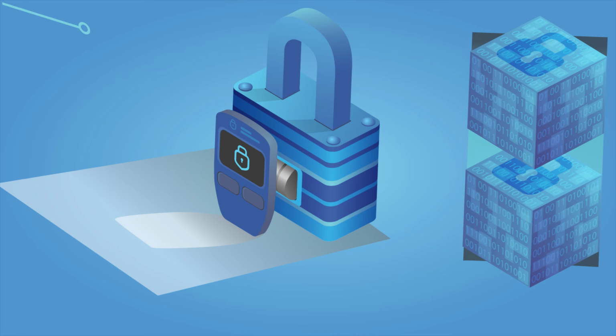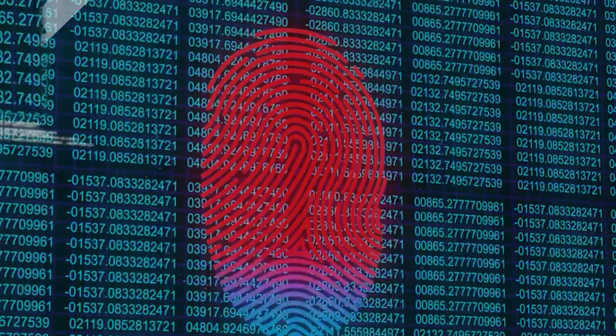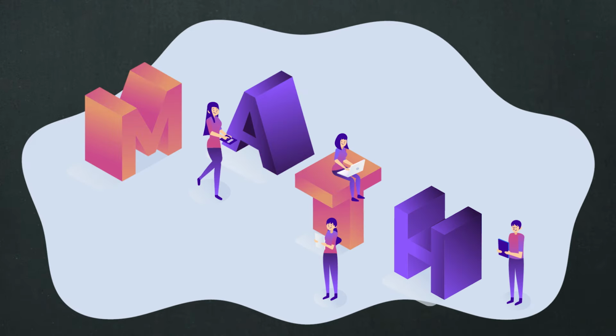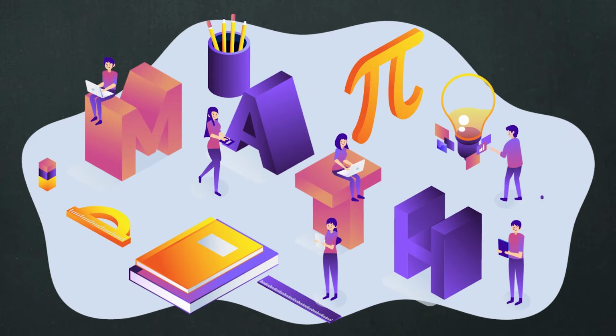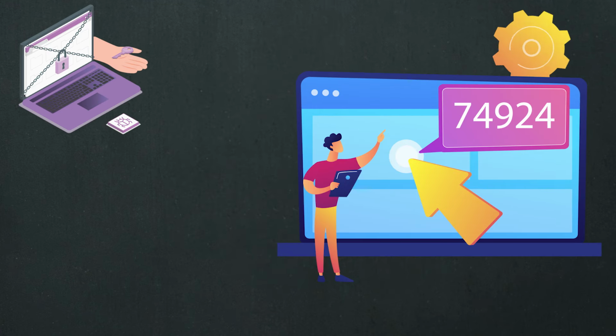Section 6. Cryptography, the art of keeping secrets. Ever wonder how your passwords stay safe online? That's thanks to cryptography. Cryptography is the art of keeping information secure, and it's all built on math, particularly number theory. At the heart of modern cryptography is something called RSA encryption. This technique relies on the fact that breaking a large number into its prime factors is incredibly hard.